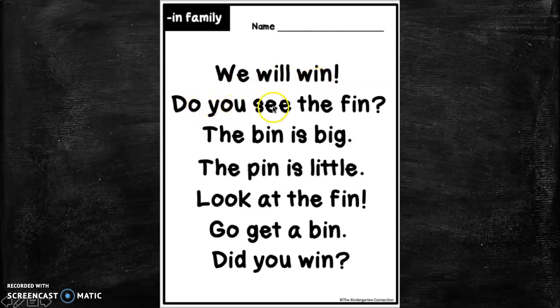We will win. Do you see the fin? Fin here, what do you think it means? Yes, it's right. It's like the fin on a shark. Okay, very well. The bin is big. Bin here, they mean as a trash, like a trash can. The pin is little.